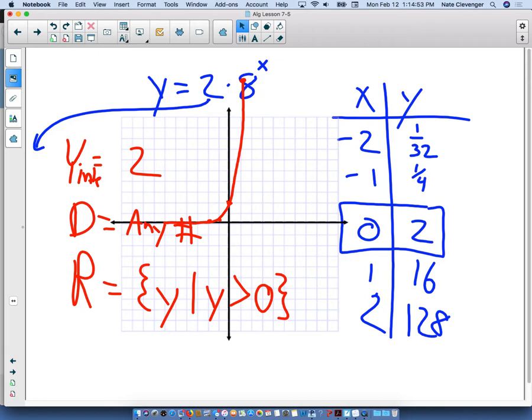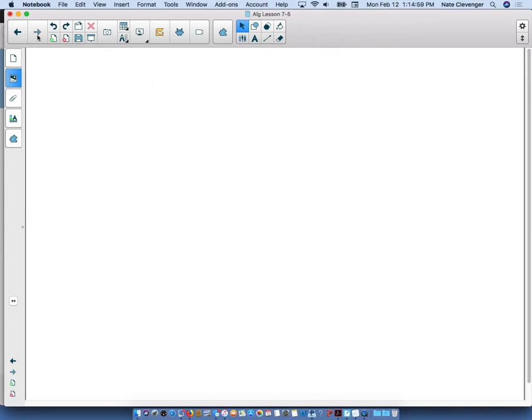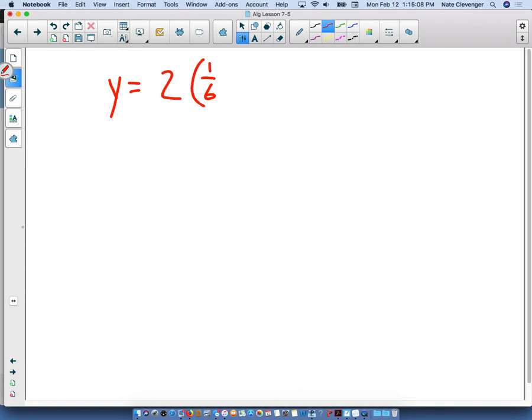Those are easy. Hey, go over number 11, this is a fraction. Okay. Read the equation. Yes, it's y equals 2 times 1/6 to the x. Because this is all in parentheses.